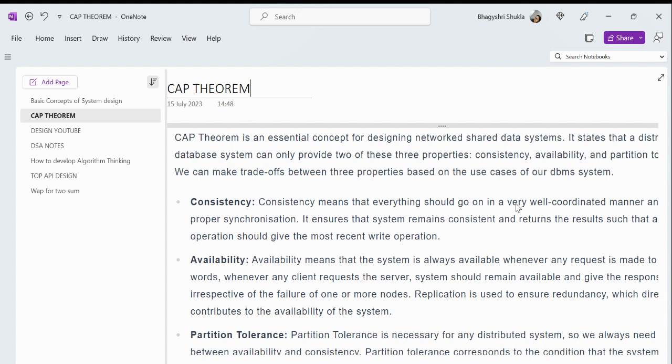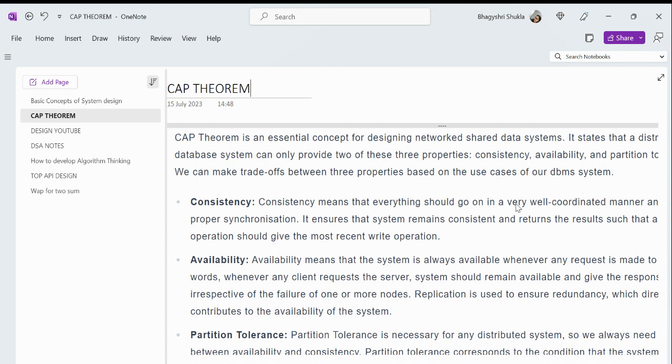Second is availability. It means that the system is always available whenever any request is made to it. In other words, whenever any client requests the server, the system should remain available and give a response irrespective of the failure of one or more nodes.